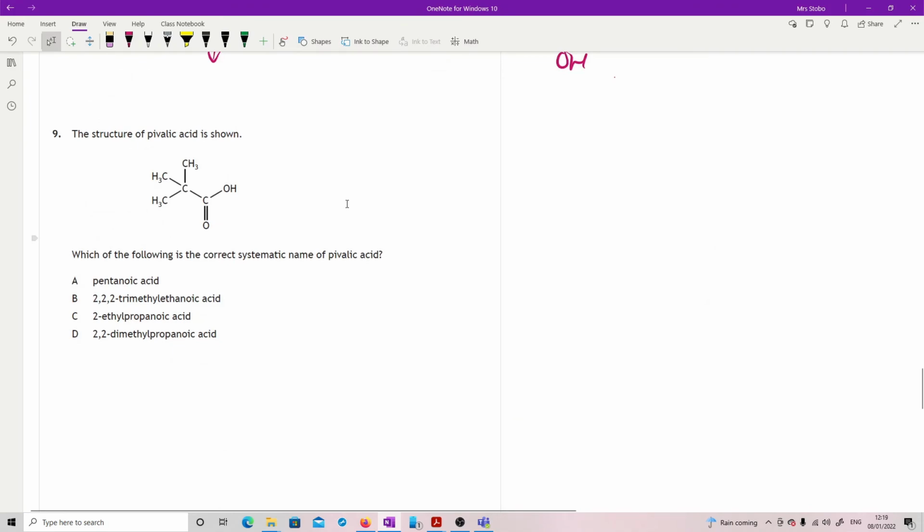Question 9. Structure of pivalic acid is shown. Which of the following is the correct systematic name? I have no idea if I said its name correctly. Anyway, it doesn't matter. Okay, I'm looking for longest chain. Longest chain with the functional group. Didn't actually even really need to go around that corner. Could have gone straight across, but it doesn't really make any odds. I'm going to number this 1, 2, 3. Okay, because I'm going to go with my functional group being the first one that I number. And then I'm going to look for my extra groups.